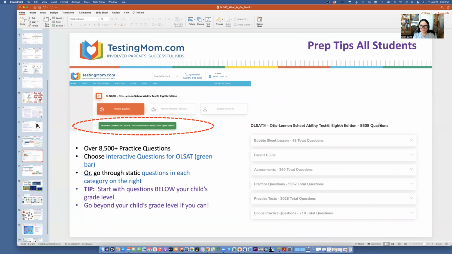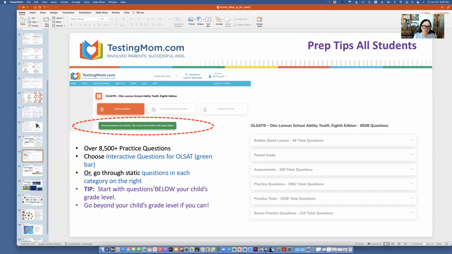And then when you open up the OLSAT test, what you're going to find is lots and lots of practice questions. We have over 8,500 OLSAT practice questions. So your child will never, ever run out of questions. And you practice them in different ways. You can do interactive questions by clicking the green bar. You can do sets of questions here just by opening up these sets, and you can print them out, or put them on your computer and go through them together with your child.